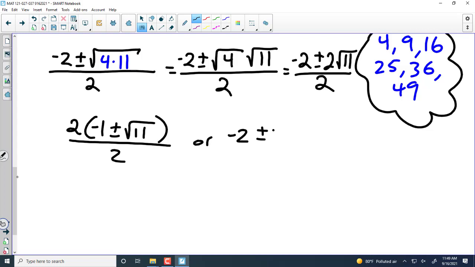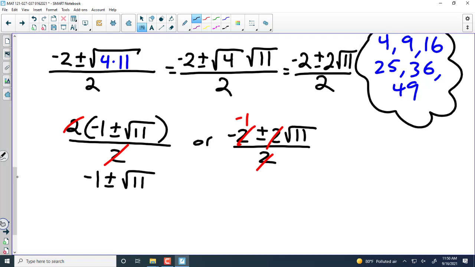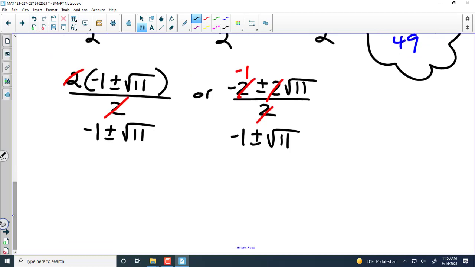Or some people would just go ahead and slash all those 2's like that. Either way, this person's also going to slash the 2's, and they're going to end up with negative 1 plus or minus the square root of 11. And this person's going to end up with negative 1 plus or minus the square root of 11. Either way, you win. How many answers is that? It's 2 answers. The zeros are negative 1 plus the square root of 11, and negative 1 minus the square root of 11.